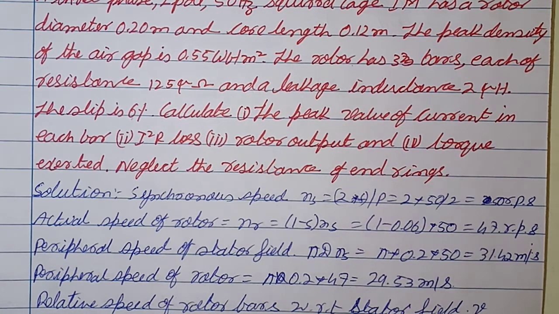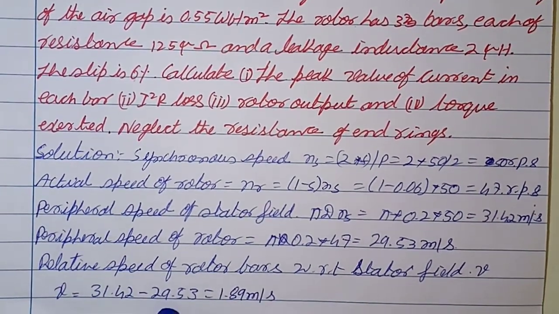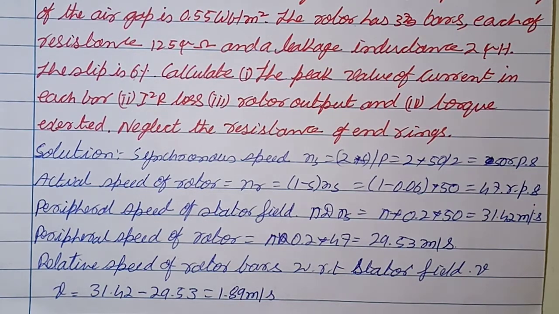So the peripheral speed of the stator field, which is given by pi d ns, is pi into d, 0.2 meter, into 50, that is 31.42 meter per second. On similar basis, the peripheral speed of the rotor will be pi d nr, so it is pi into 0.2 into 47, which is 29.53 meter per second.